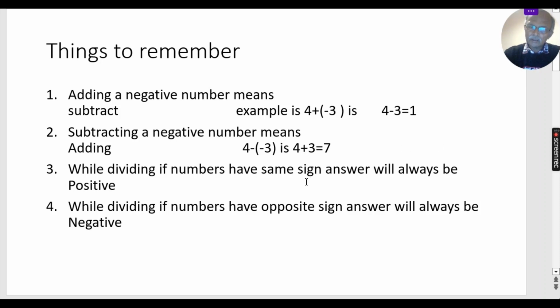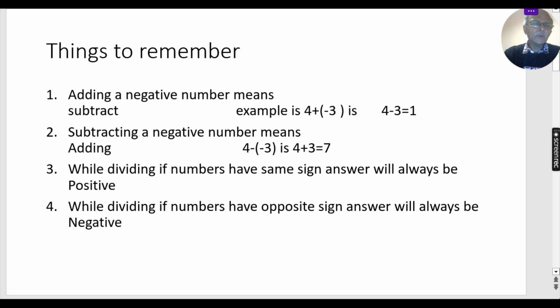Okay? But if we are dividing numbers which have opposite signs, that is -4 divided by +2 or 4 divided by -2, this will always give me a negative answer. In short, if the signs are same, it will give you positive. If the signs are different, a positive and a negative, it will always give you a negative sign. So remember this. This will be very helpful in future.